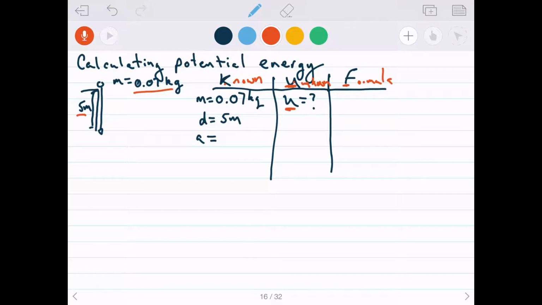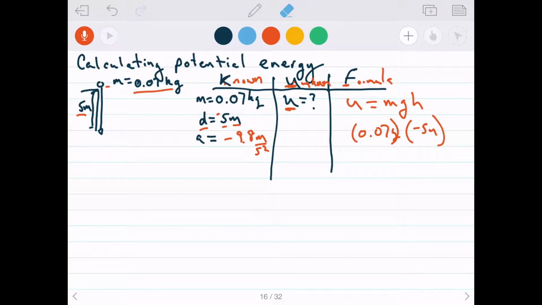So we list them. Mass equals 0.07 kilograms. Distance equals 5 meters. And my acceleration, they don't give it in the word problem, but because we're dropping it, the acceleration has to be negative 9.8 meters per second squared. And technically, it's also going to drop a negative 5 meters because it's going to drop this. Now, we plug this in. We write our formula, U equals mgh. So mass is 0.07 kilograms times the negative 5 meters. Actually, I'm going out of order here. Let me fix that.